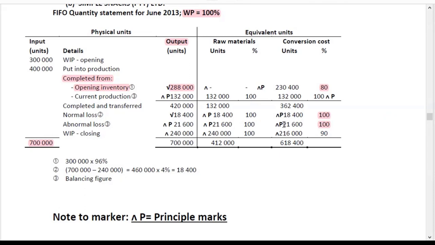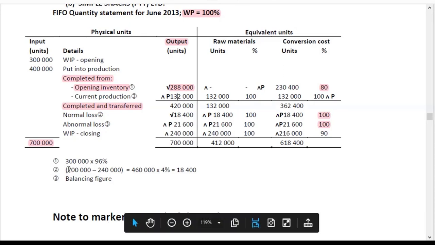You just have to make sure that when you do questions, you read the question, because A and B doesn't mean that it will stay the same. Right? Yes. Yeah, I get it. Then, all right. So under first in, first out, we know that your current production is a balancing figure. You know that, right? When you split it, because you have your completed and transferred, you have your opening inventory. Therefore, your current production will be your balancing figure.